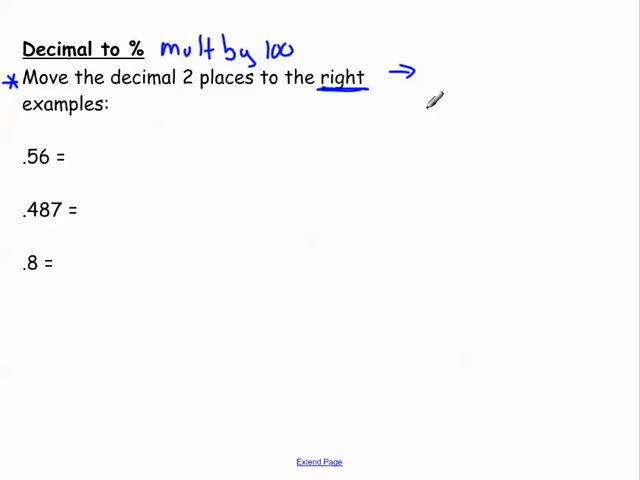All right, so if I'm going from a decimal to percent and I'm moving my decimal 2 places to the right, what do you think will happen if I'm going from a percent to a decimal? What do you think will happen? Does anyone have it? All right, if you're going now from a percent to a decimal, you're going to then move that decimal 2 places to the left.